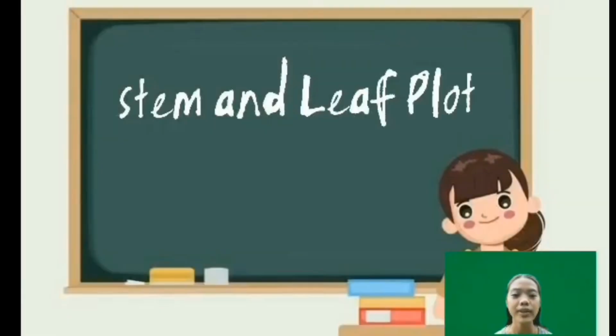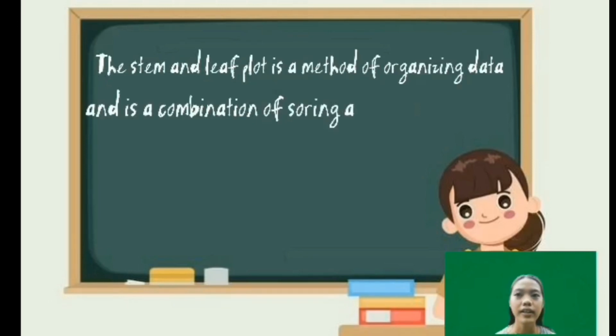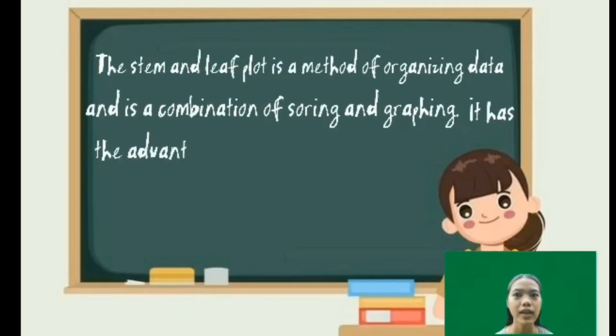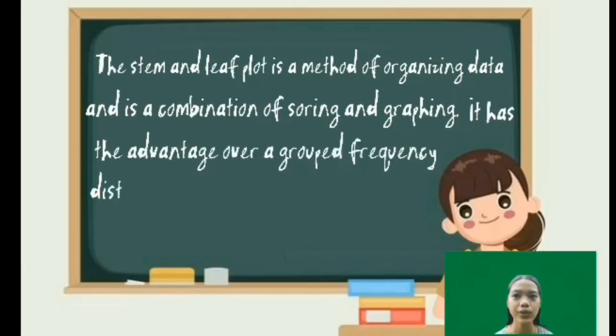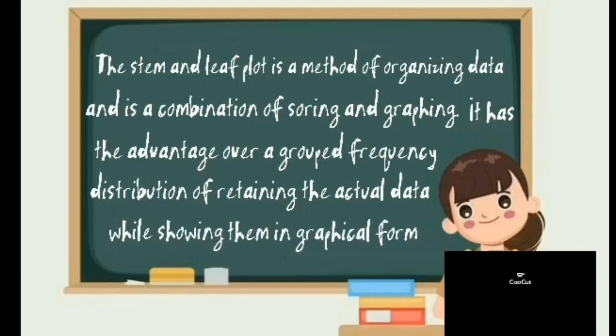And now, I will be discussing the stem and leaf plot. The stem and leaf plot is a method of organizing data, and it is a combination of sorting and graphical display. It has the advantage over the grouped frequency distribution of retaining the actual data while showing it in graphical form. Now, let's make an example of a stem and leaf plot. Here, we have 50 data.